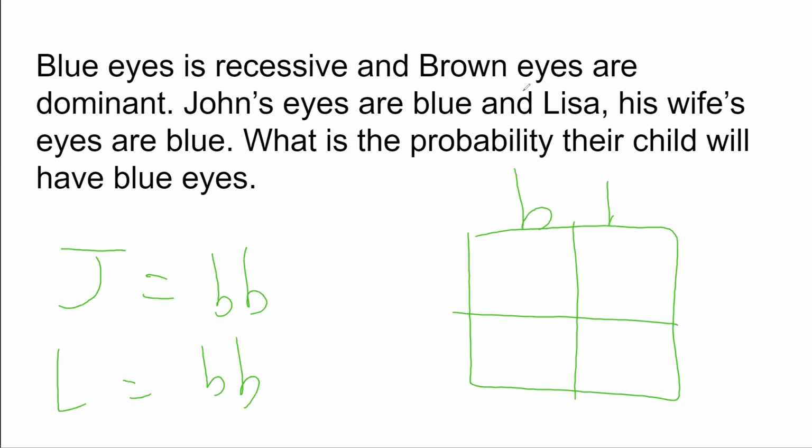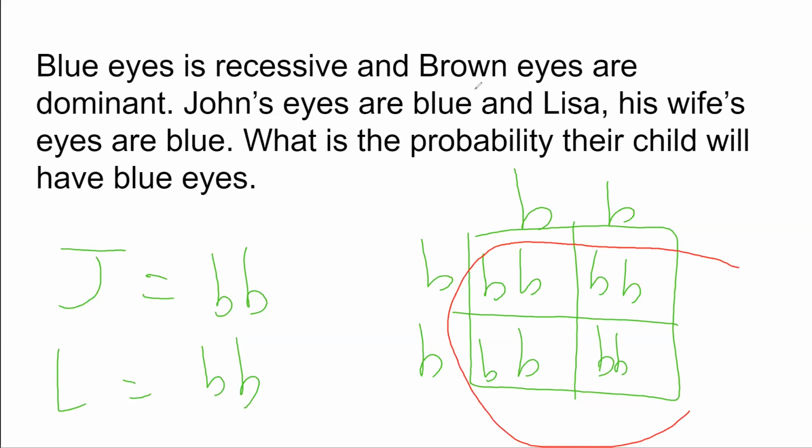And just fill it in now, lowercase b, lowercase b. So the combinations are just going to be all of this. So how many of these are recessive? Well, lowercase b is recessive, so they are all going to be recessive. So that's 4 out of 4, equal to 100%.